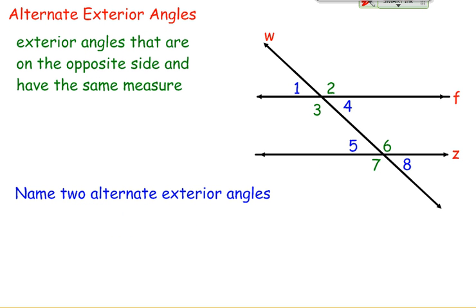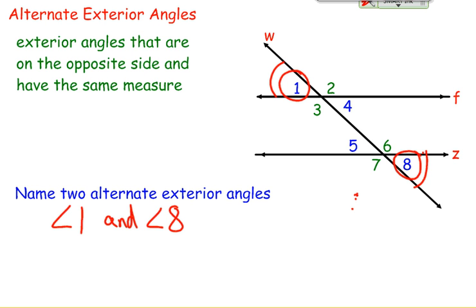Now that you understand alternate interior angles, of course, we also can have alternate exterior angles. Exterior angles that are on the opposite side and have the same measure. So here I'm going to start with number 1. That's my acute angle on the outside. I'm going to look to the opposite side, the opposite exterior. Found my acute angle. That's number 8. Same measure, opposite side. And just like that, I've determined my first set of alternate exterior angles.